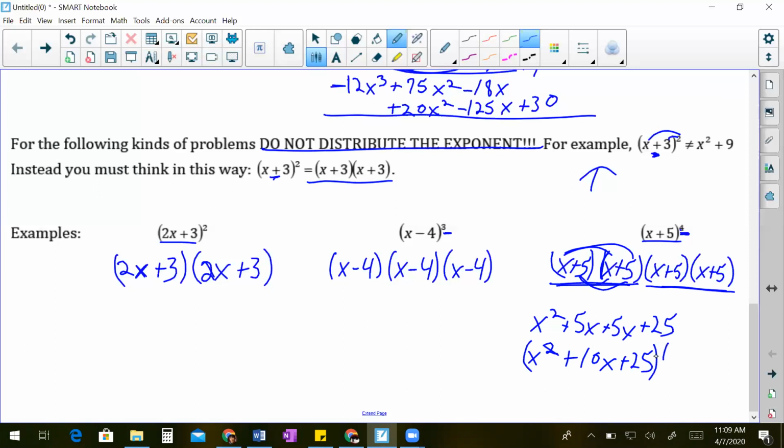So then I'm going to multiply this times itself: x squared plus 10x plus 25. And you know how to do that. First term times all 3 terms, the second term times all 3 terms in the second polynomial, and the third term times all 3 terms in the second polynomial.